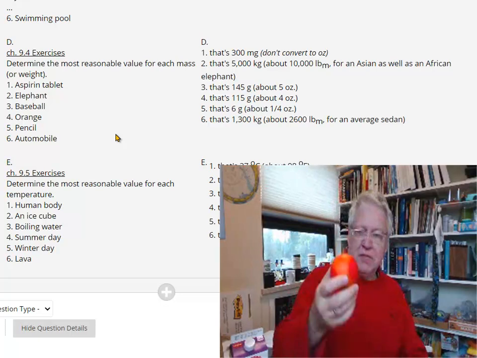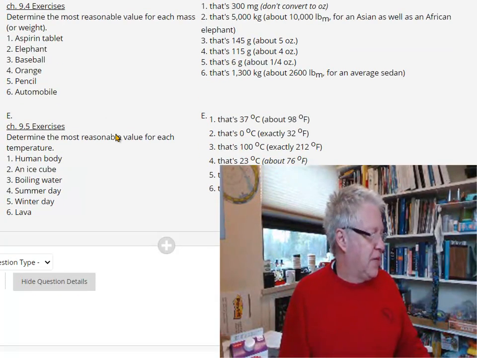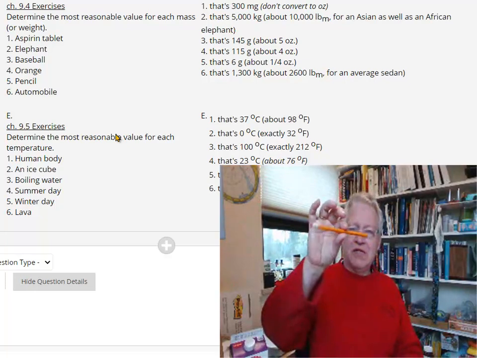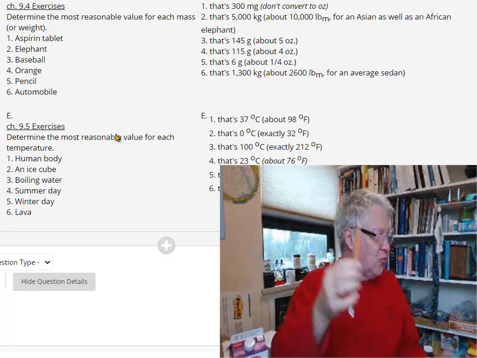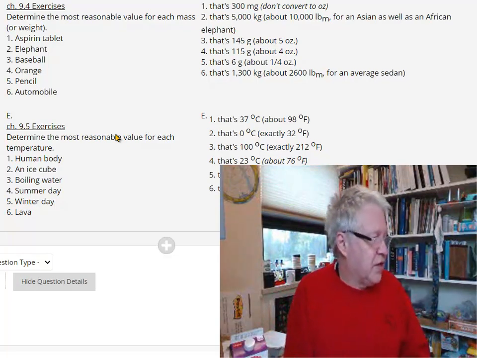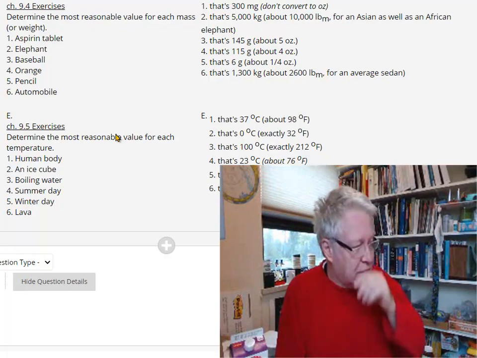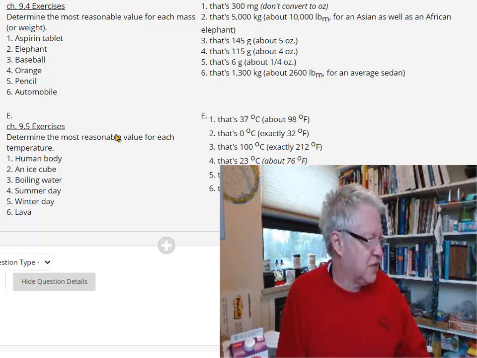Orange, I don't have an orange, but I guess maybe this is orange or red enough for an orange. So in the neighborhood as well, 115 grams here is the one that makes most sense. Pencil, when you look at a pencil, well, that's a fraction of an ounce, so 6 grams indeed is a fraction of an ounce, 1/4 ounce, right? Automobile, for an average sedan, I looked it up, 1,300 kilograms is the best answer, and it's actually pretty reasonable as well, the 2,600 pound mass that we see.